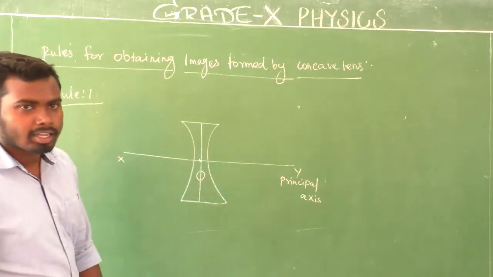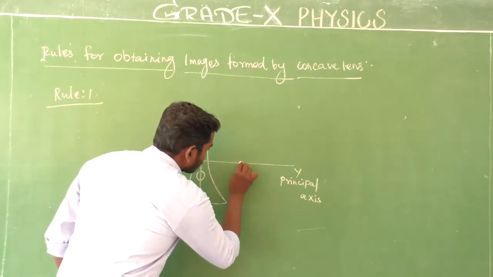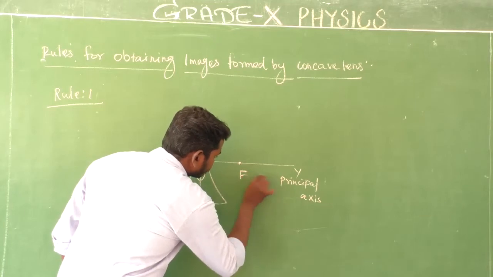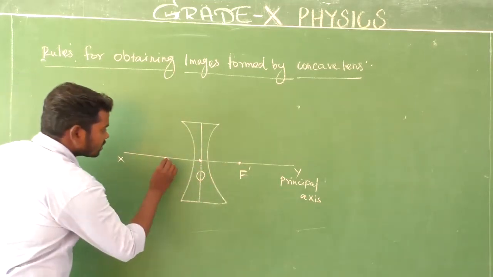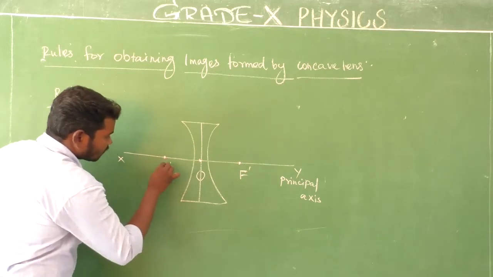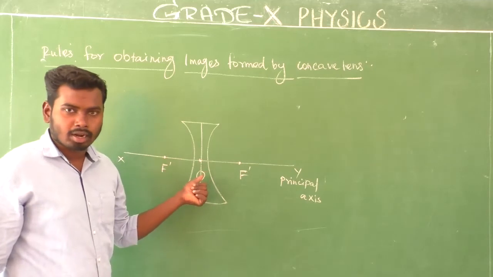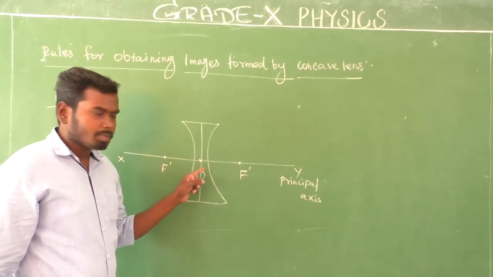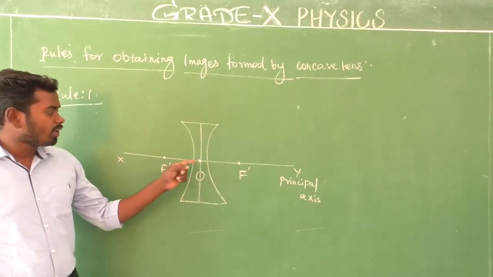What is that? That is focus. Am I right? Yes, focus. So it is focus. This is focus. This is the second focus, and this is the first focus. The two foci are placed at equal distances from the optical center. Am I right? For example, if the distance between O and F dash is 2 cm, so what about the distance between O and F dash?